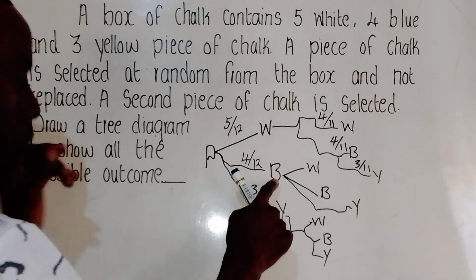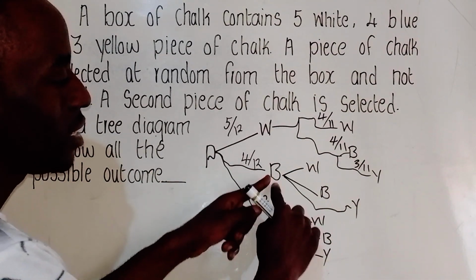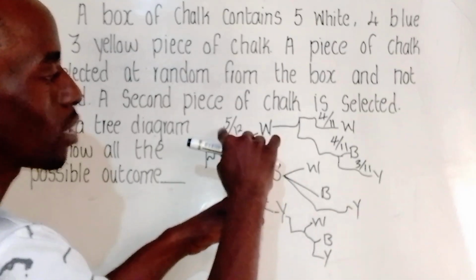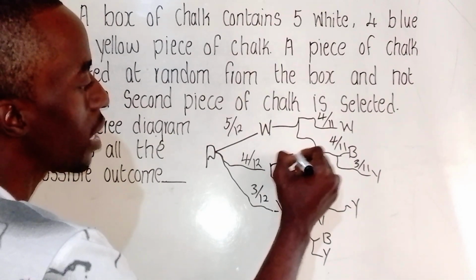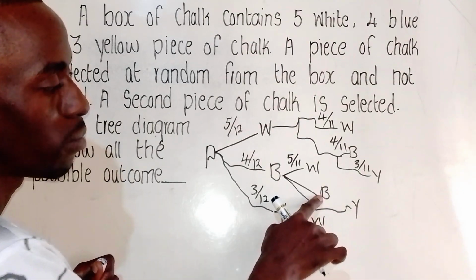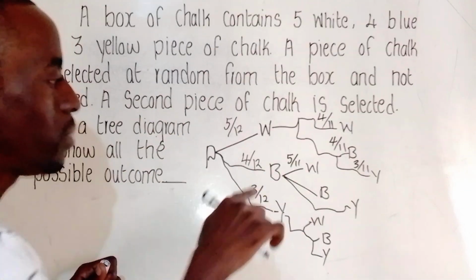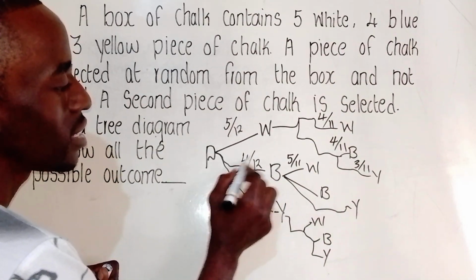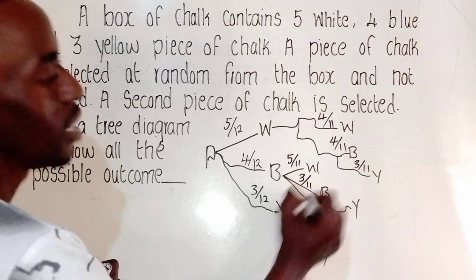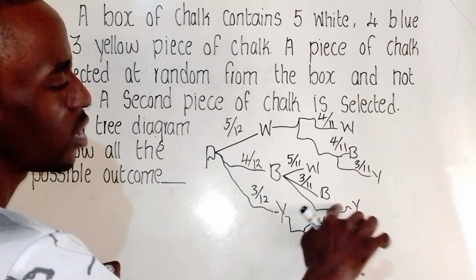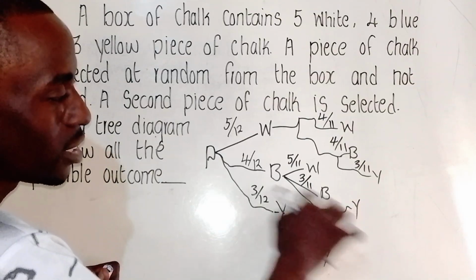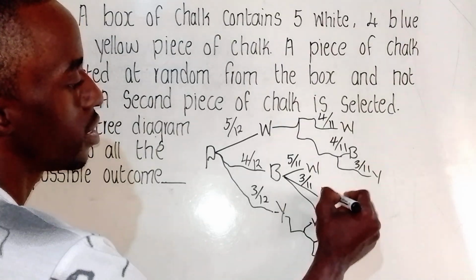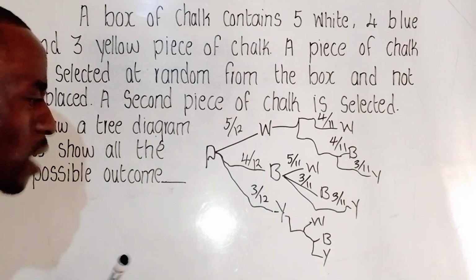Now we come to blue. Since we are only interested in picking blue and not white, the number for the white is maintained, which is 5, so it will be 5 over 11. You come here for the blue. Since you are only interested in picking the blue piece of chalk, here we picked blue, again another blue, so this number is supposed to be 3 over 11. Now how about the yellow here? We are only interested in picking the blue, so the number for the yellow is maintained, which is 3, so it will be 3 over 11. I hope you are following.